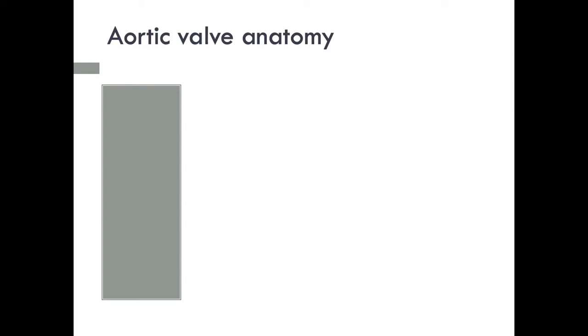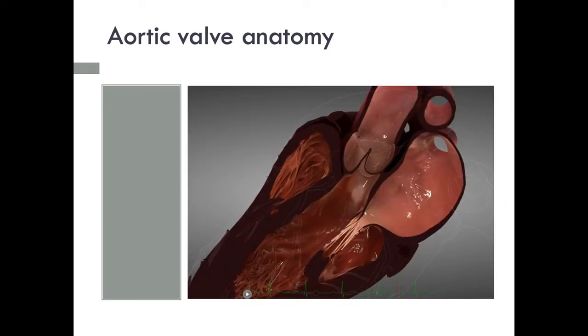If we start off having a look at the anatomy, the aortic valve is a tri-leaflet valve, which in this image here you can see is very closely related to the mitral valve. And that close proximity is the reason that infectious disease, for example, often spreads between the two valves very readily.